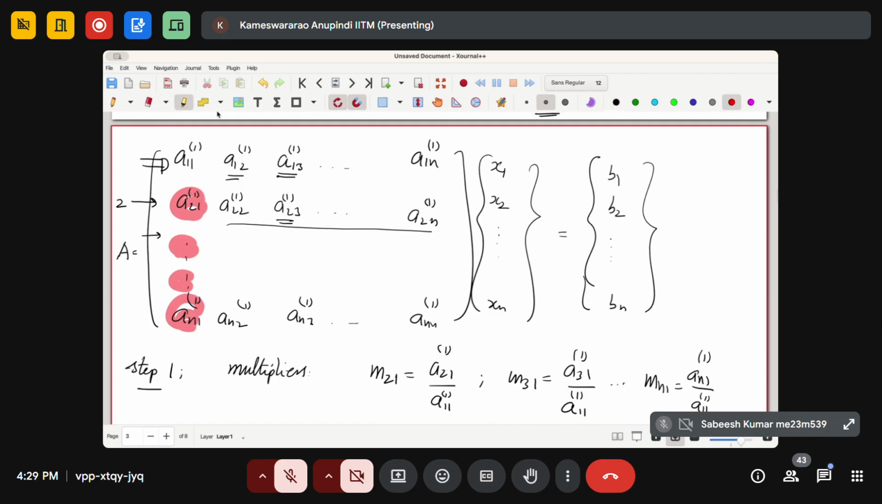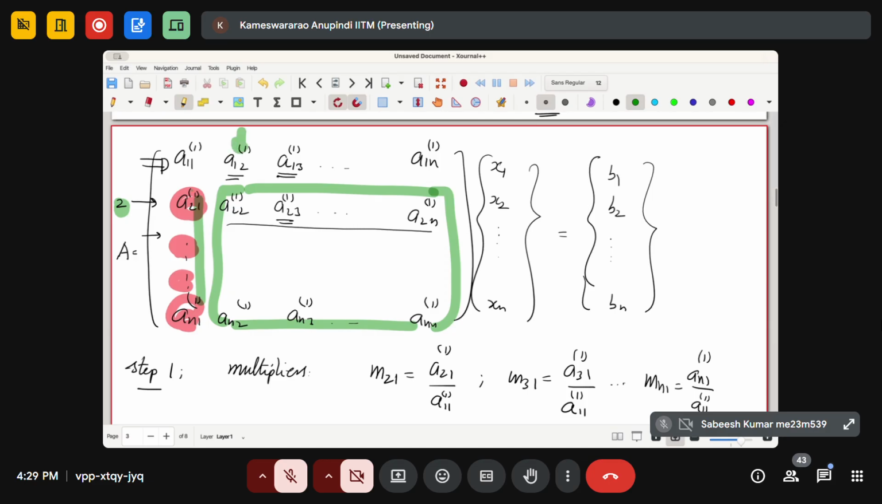I know that these values will anyway become 0. These are all going to be 0. So I need to modify this entire range of values, everything that is there. That means my i starts from 2 and my j starts from 2, going from 2 to n and 2 to n.